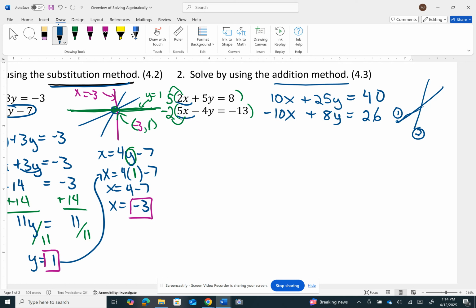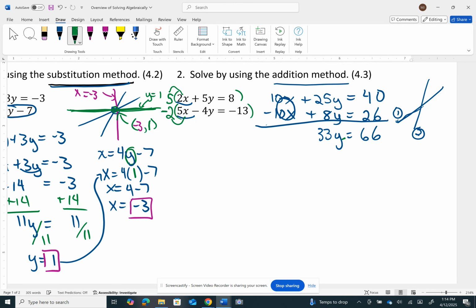But now something's going to change. Now I have the 10x and the negative 10x are opposites. And so what I'm going to do is add the two equations, and I'm going to combine the like terms. So 10x and negative 10x, they're opposites. They cancel out. You would get 0. 25 and 8 would be 33y. And over on the right-hand side, 40 and 26 would be 66.